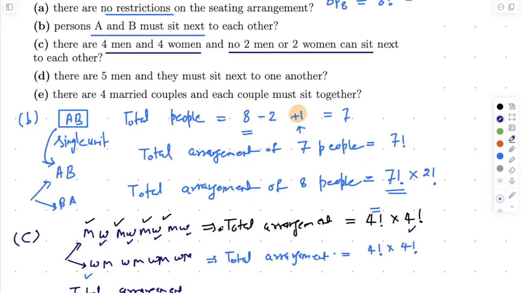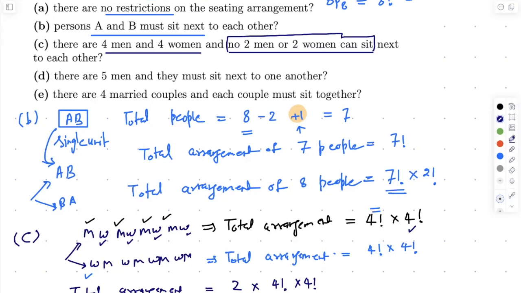the total arrangements satisfying the condition that no two men or women can sit together. How many possibilities are there? It is going to be 2, because these are the only two possibilities. Multiply 2 by 4 factorial and 4 factorial, and you will get the answer.